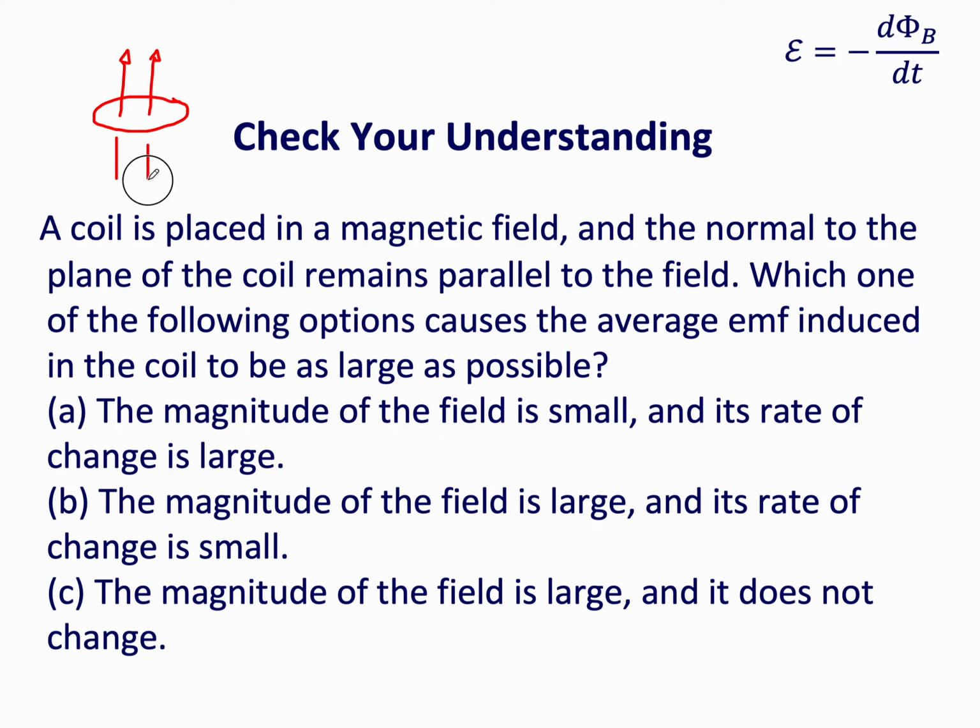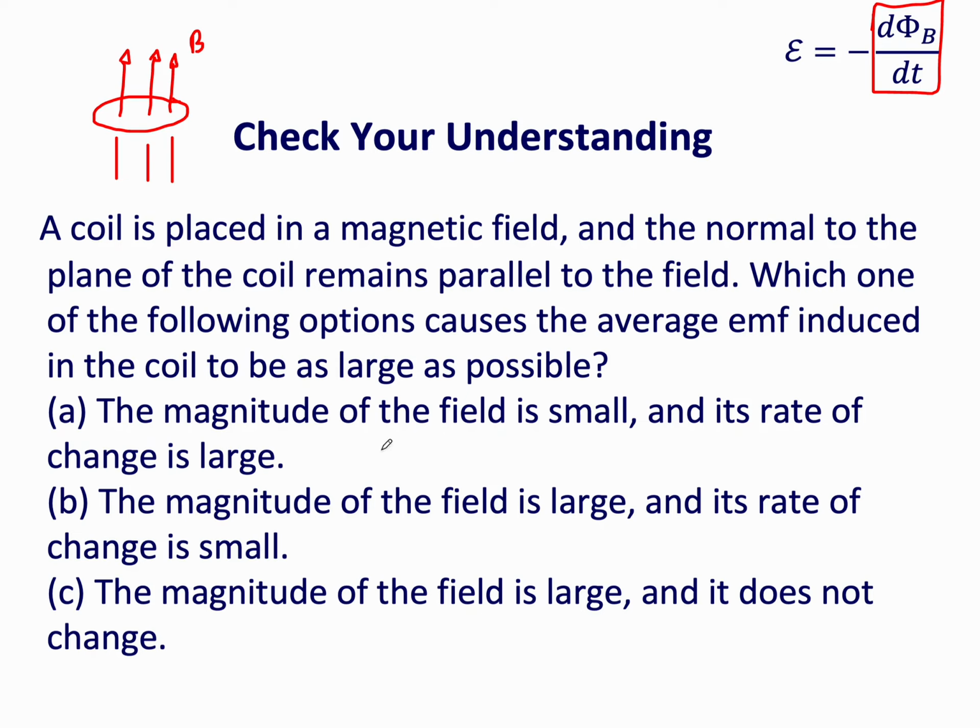And we're not changing the orientation of the loop, but we are changing the field. So in this case, the magnetic field is varying. Which one of these is going to produce the greatest change in flux? When the magnitude of the field is small and its rate of change is large, the magnitude of the field is large and the rate of change is small. The magnitude of the field is large and does not change.